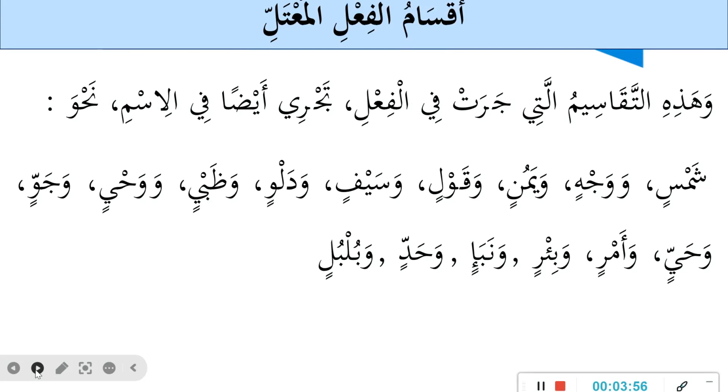Lastly, وهذه التقاسيم التي جرت في الفعل تجري أيضا في الاسم نحو شمس ووجه وما شابه ذلك. The classifications which apply to verbs can also be applied to nouns, such as the words shams, wajh, qawl, sayf, dal, dhab, and so on.